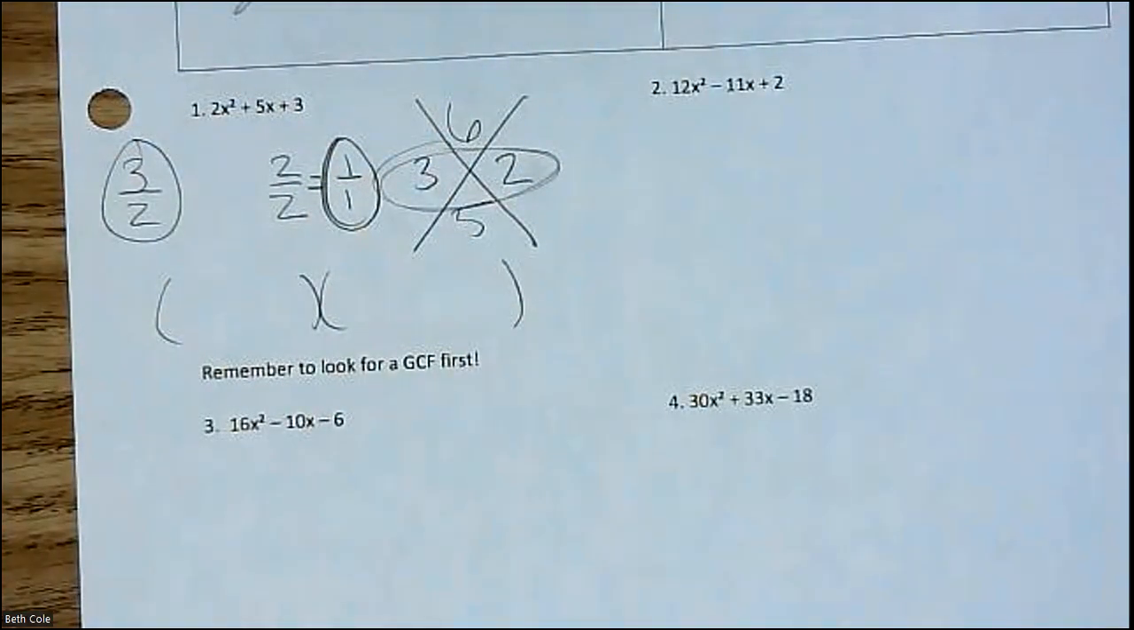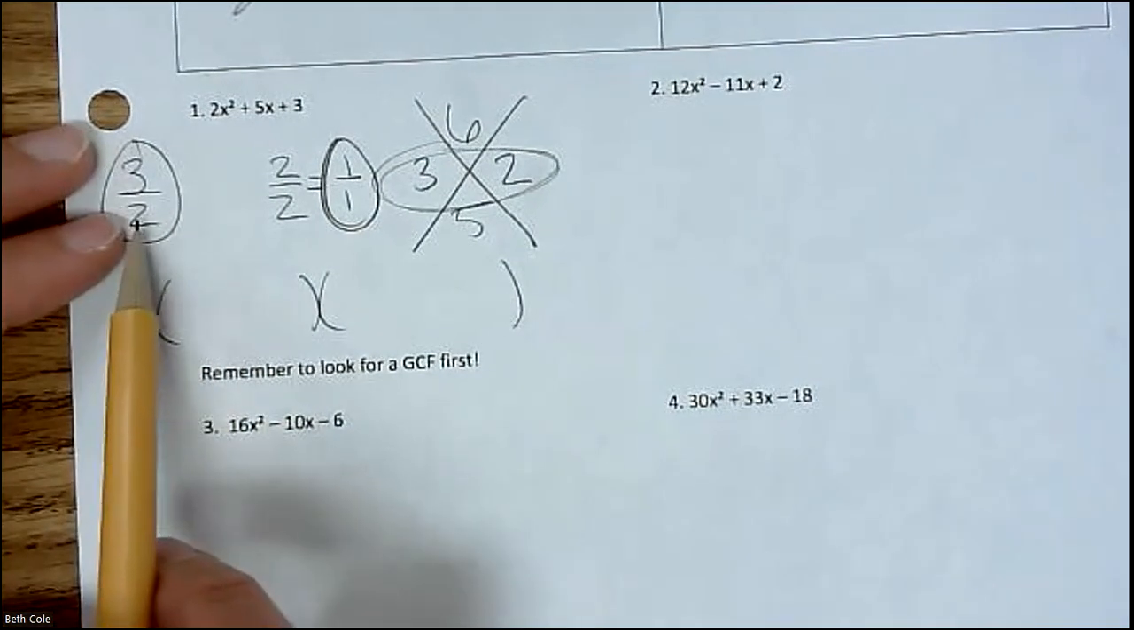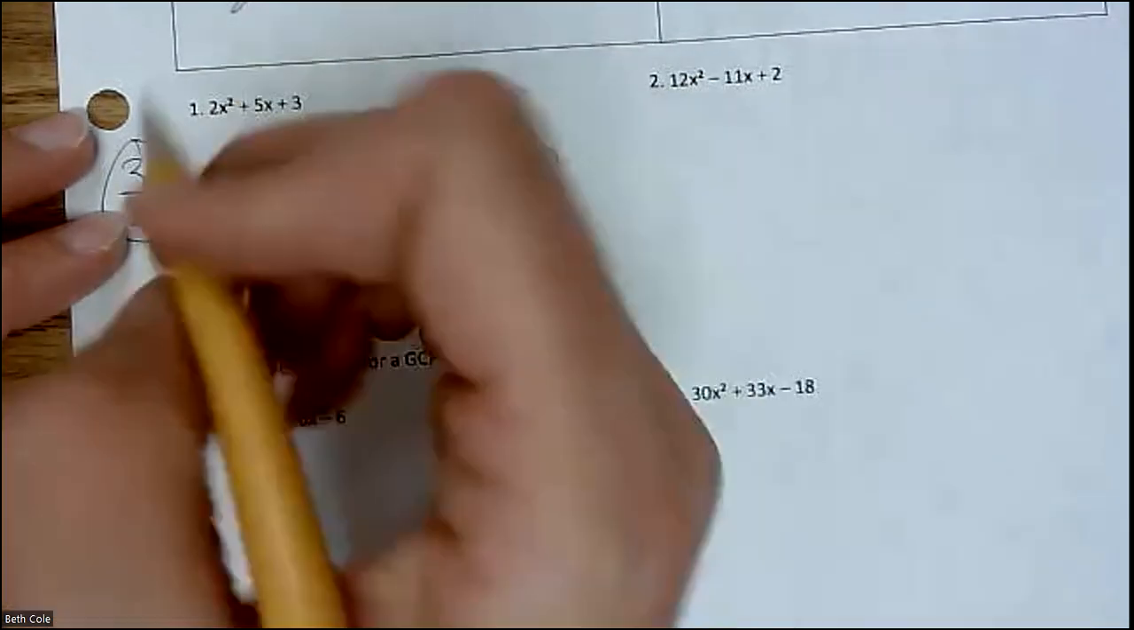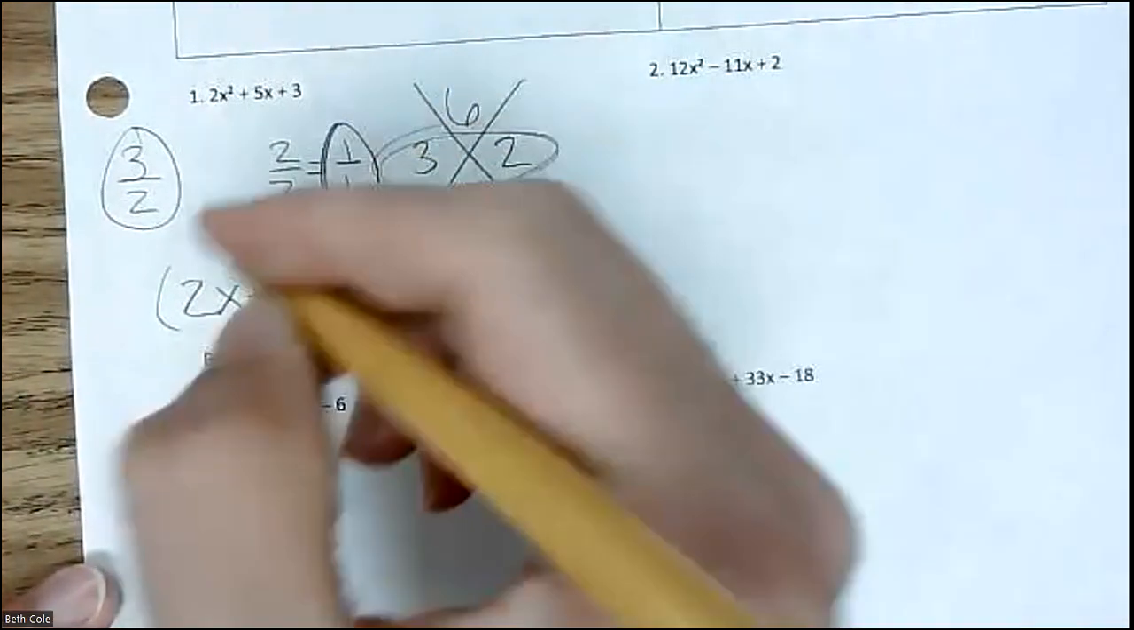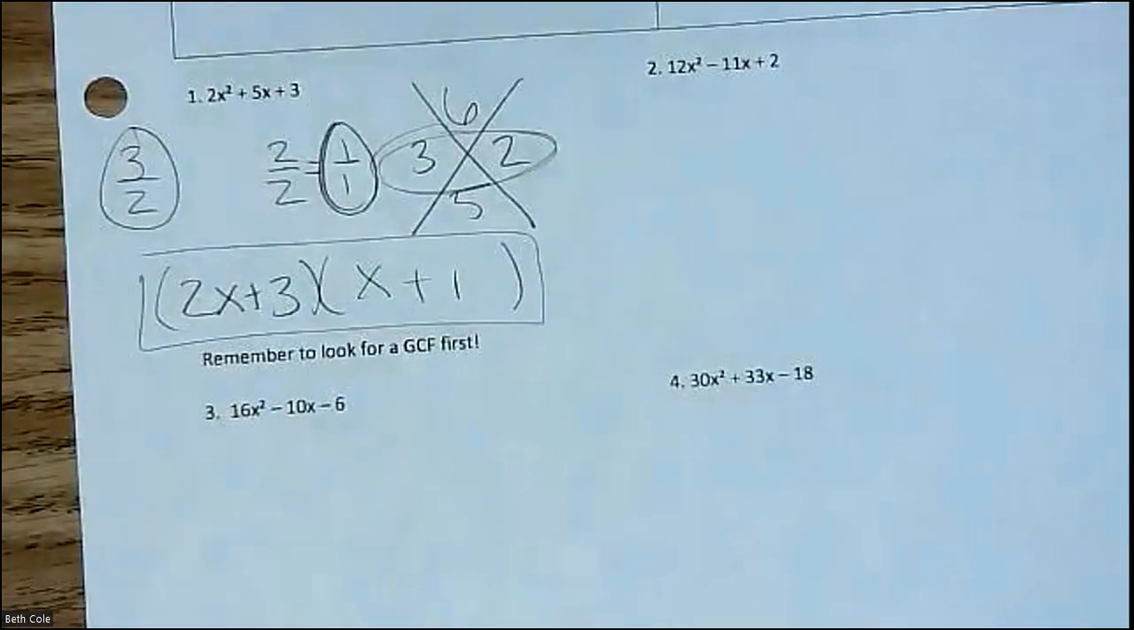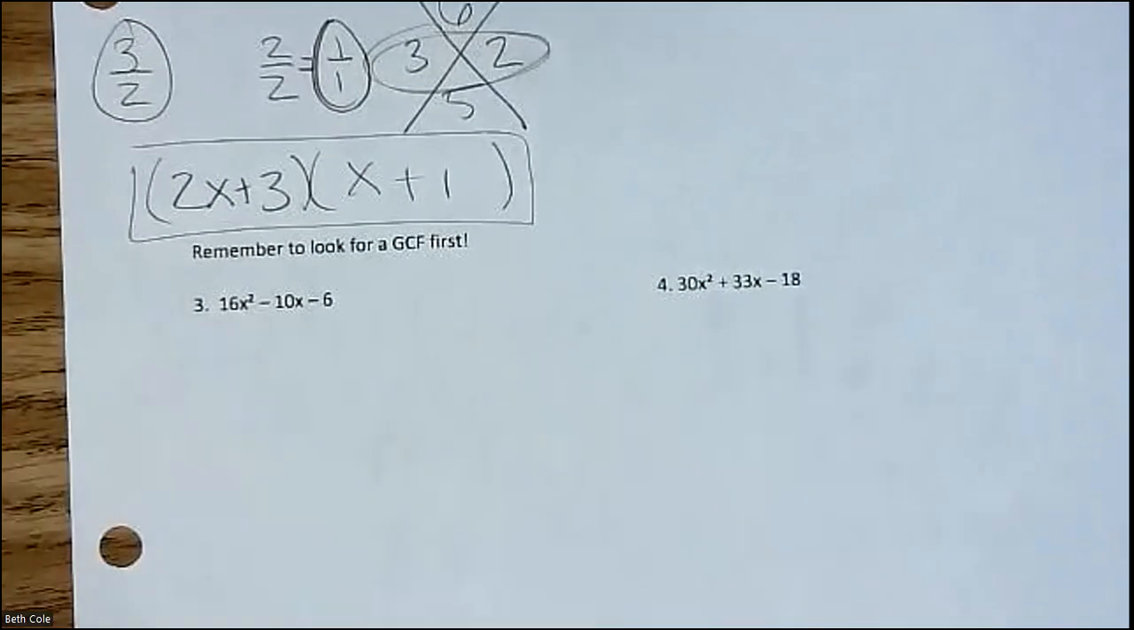Draw your 2 sets of parentheses. Start with the denominator. So what goes in this first one? 2x plus 3, good. And then 1x plus 1. All right, and then we'll do number 3.